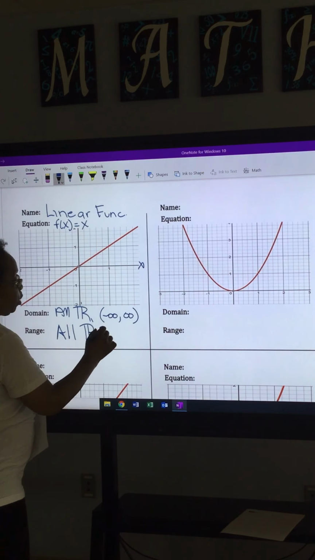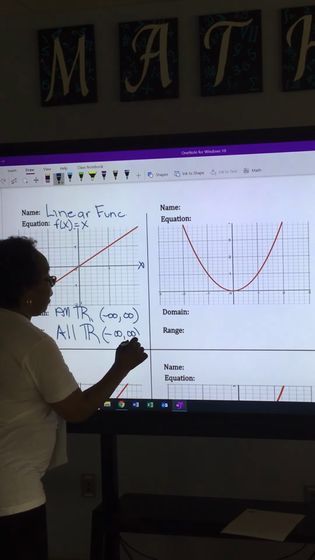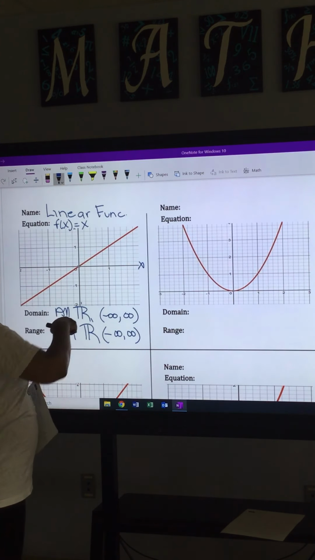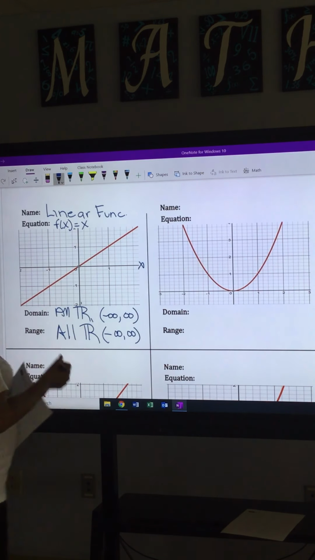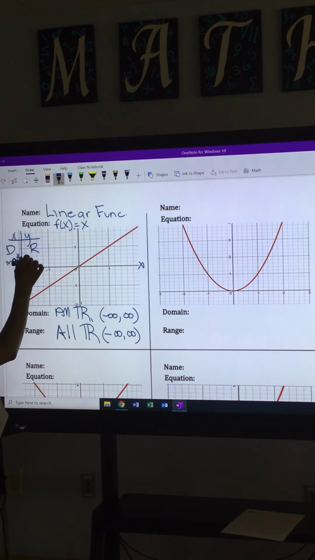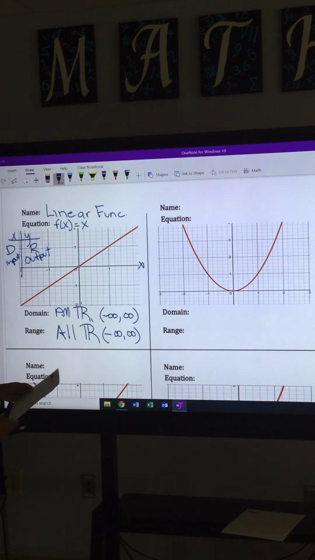And again, the interval notation is negative infinity to positive infinity, meaning the x's keep going forever, both negative and positive, and the y's do the same thing, negative and positive. Now, as a reminder, when you look at your x's and y's on a table, remember your x is your domain and your y is your range. Your x is your input and your range is your output. There we go. All right?